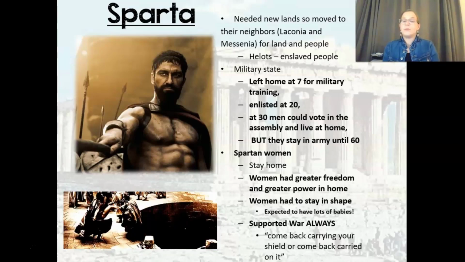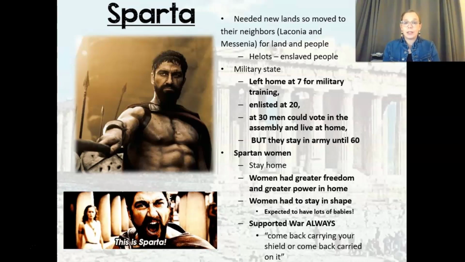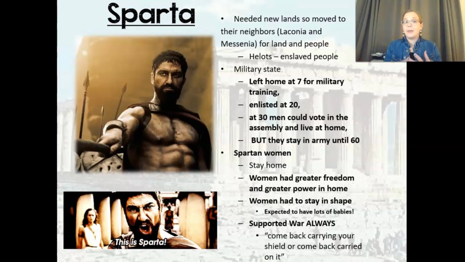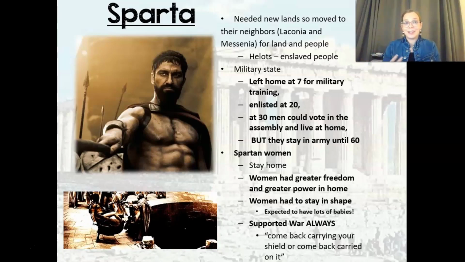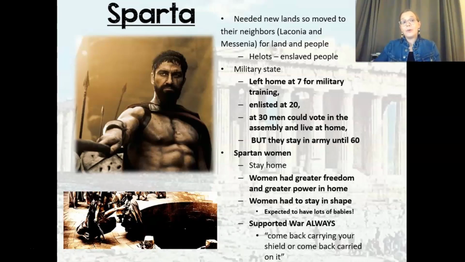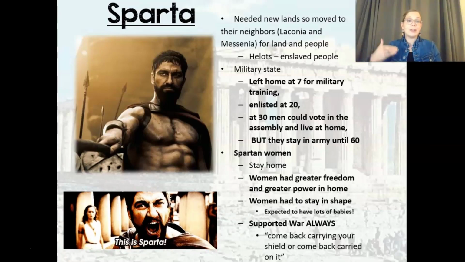Women also supported war just like the men, and in fact, they would send their sons off to fight, and they would tell them, go and come back carrying your shield or come back carried on it. So what that means is they're saying basically, go fight and don't come back unless you win.